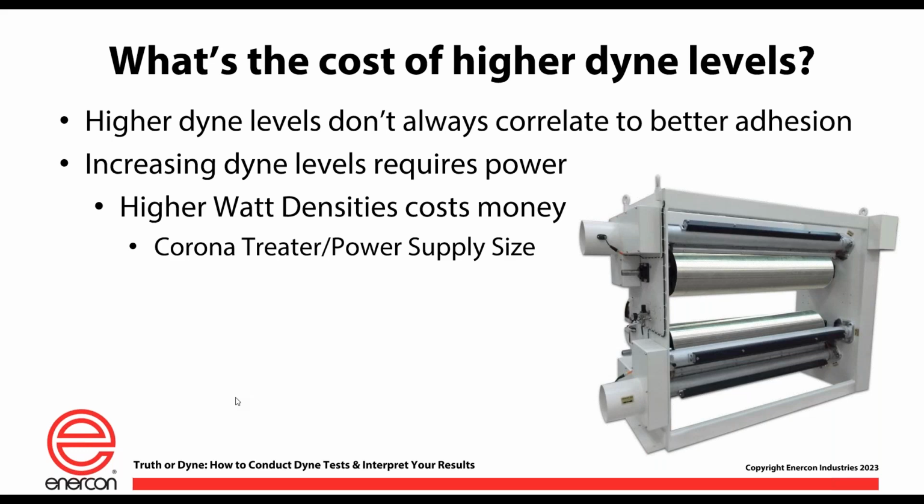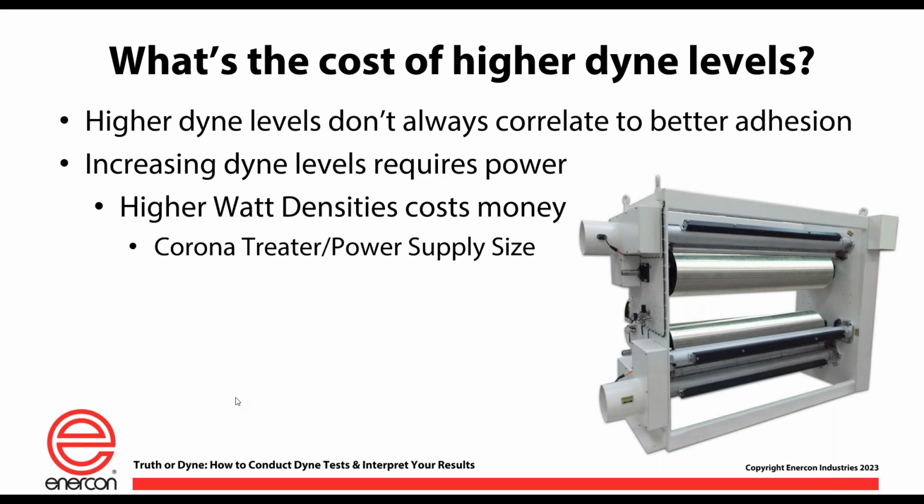And if you take it one step further, the bigger the treater station, that means you have more electrode area, you have bigger ground rolls. If the ground rolls have a coating on them, the bigger the ground roll, the more expensive the coating. You kind of get where I'm going with this. The costs exponentially keep going up.